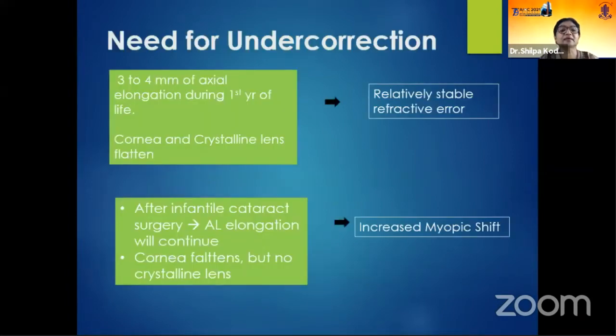So if you look at the axial length, there is a 3 to 4 millimeter axial length elongation during the first year of life. And at the same time, the cornea and the crystalline lens are flattening. And so there is no refractive error in spite of all these changes happening in the first year, normally, in any normal eye. But in an infantile cataract, what happens is the axial length elongation will continue, but the cornea flattens. But in aphakic children, there is no crystalline lens there. And that is why there is an increased myopic shift.